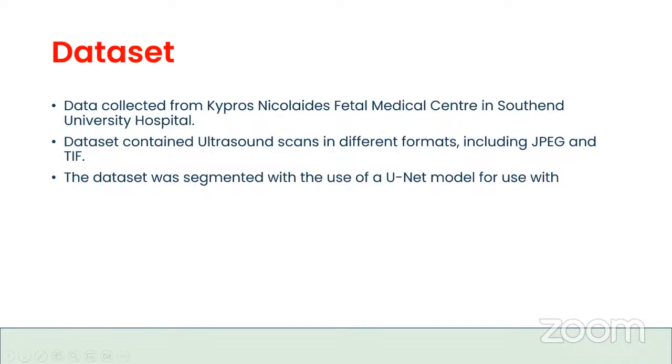The dataset that was used for the paper was collected from the Southend University Hospital, and proper and valid approval was granted to use the dataset for the purpose of this paper. The dataset has been used in one paper previously called the Classification of First Trimester Ultrasound Images Using Deep Convolutional Neural Network by Singh et al. The dataset that we used had different formats of image files, including JPEG and TIFF, and TIFF is used as it is a prerequisite of a U-Net model.